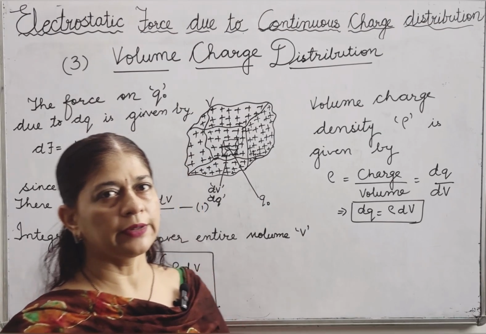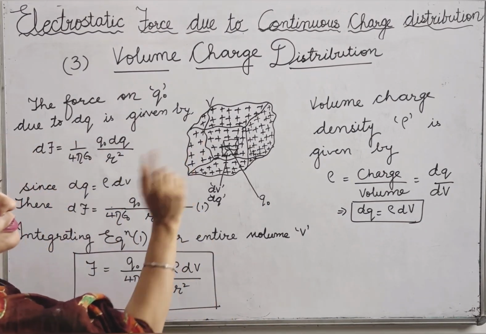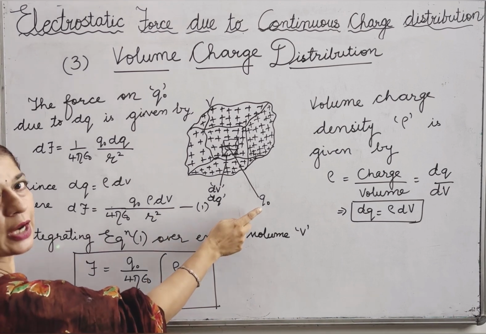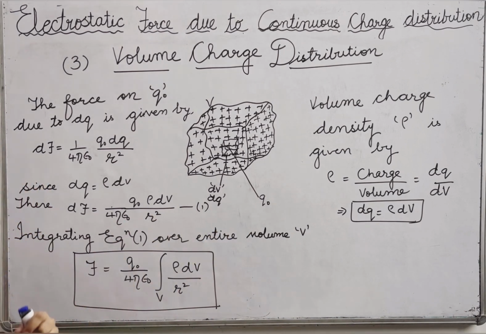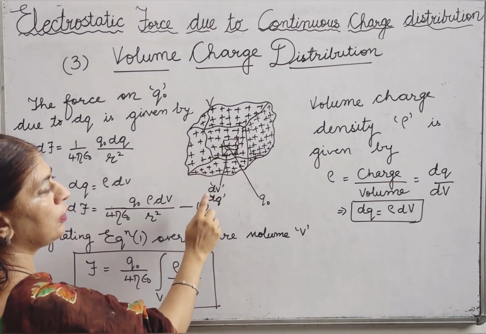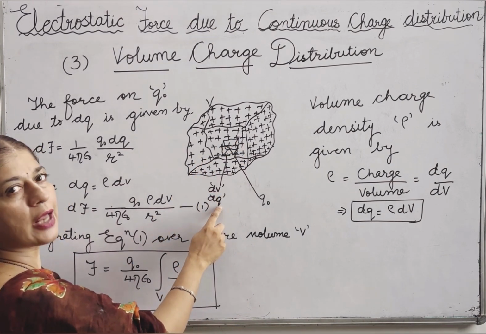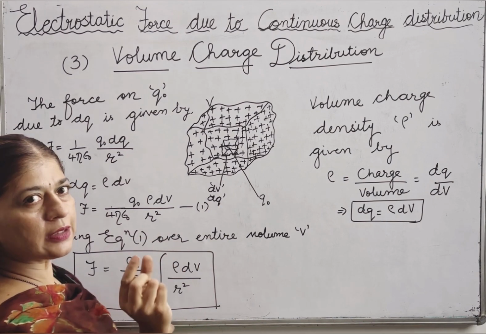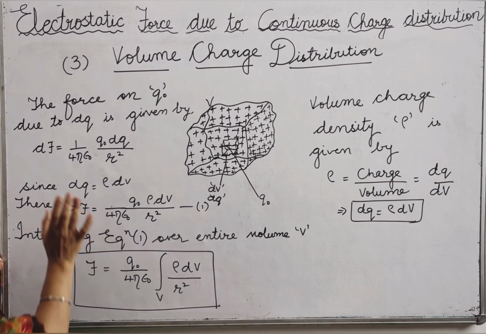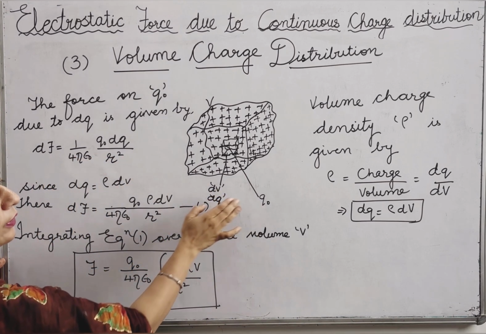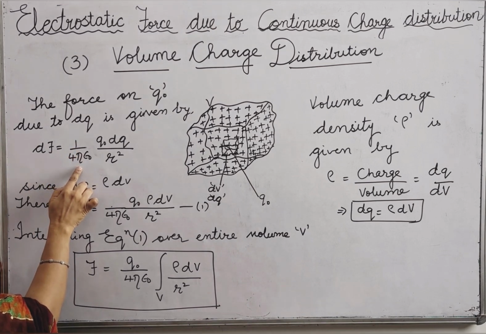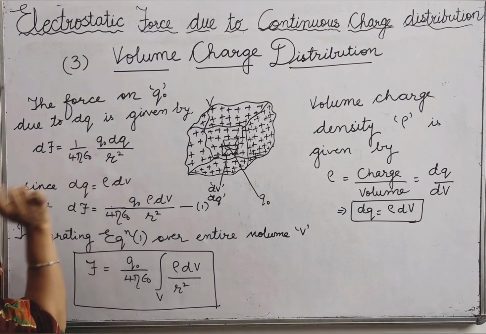Now we are going to find out the volume charge distribution and the force because of that on charge Q naught. We will take a very small element, volume element dV, having the charge dq. This is the small volume element dV. Now, according to Coulomb's law, the force existing between q naught and dq is given by dF, the small force, 1 by 4 pi epsilon naught, q naught dq by r square.